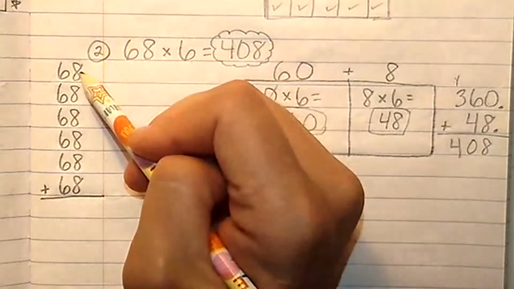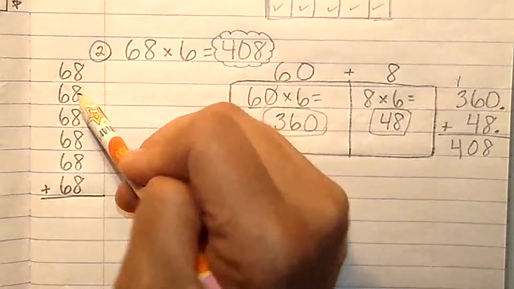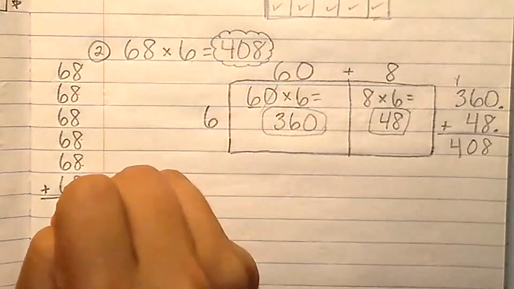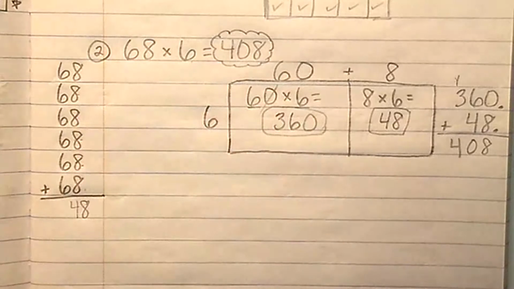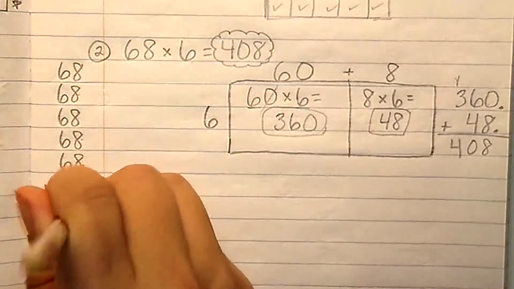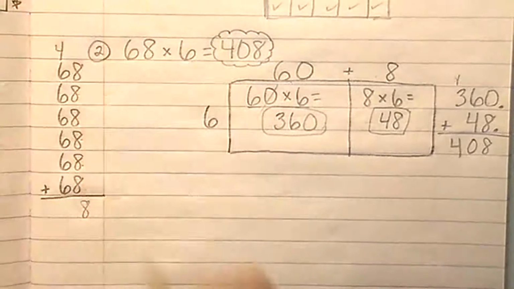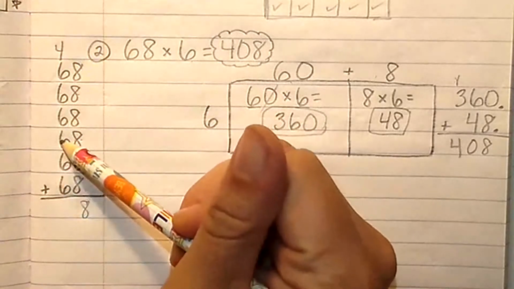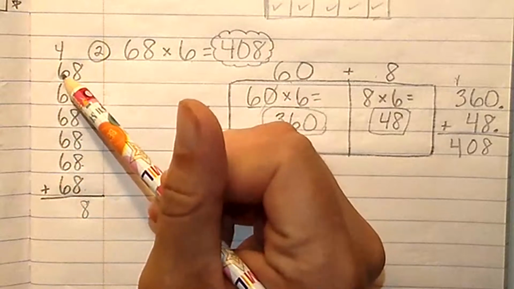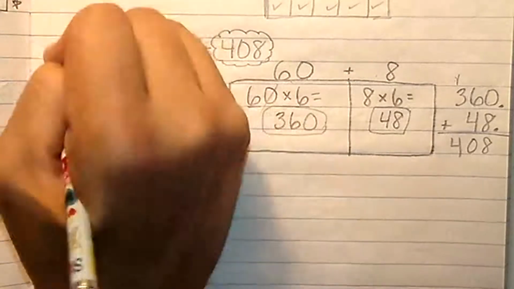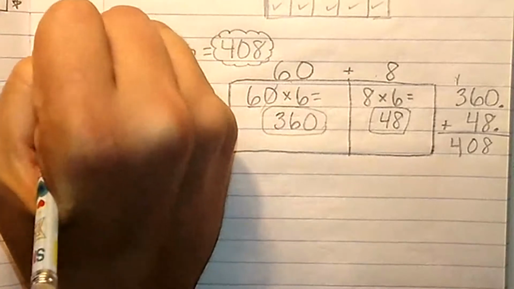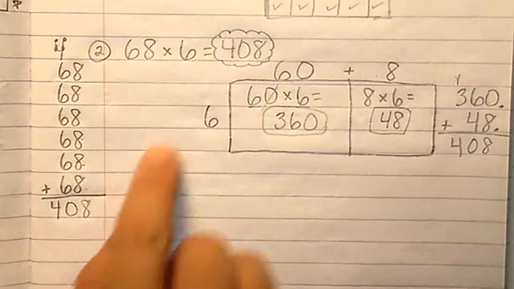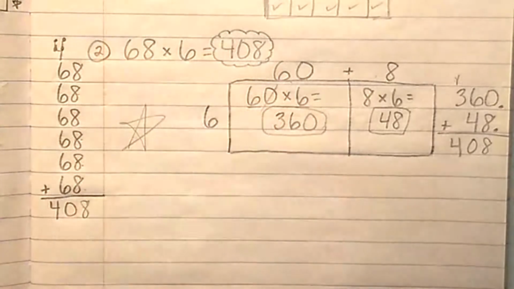So 8s are harder to skip count by. 8, 16, 24, 32, 40, 48. Can I write 48 down here? No, so the 8 can stay, but I have to bring my 4 next door to a bigger number. Let's skip count by our 6s. 6, 12, 18, 24, 30, 36, 37, 38, 39, 40. 408 matches 408. We got it right.